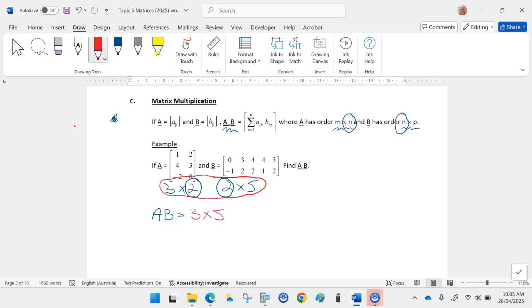Where do 3 and 5 come from? The number of rows in AB is 3. It's the same number of rows as in matrix A. It has 5 columns. That 5 is the same number of columns that's in B.